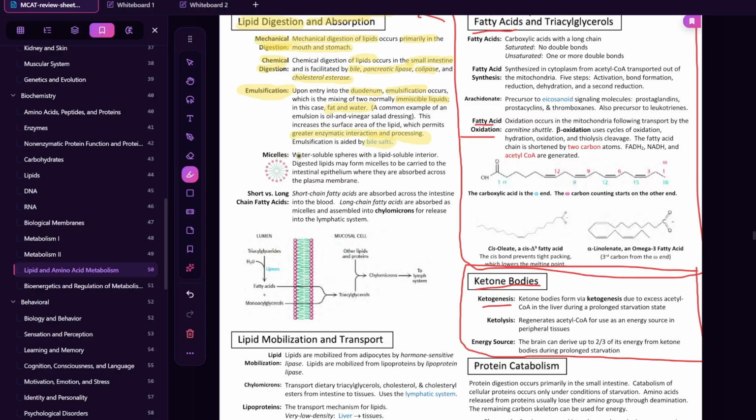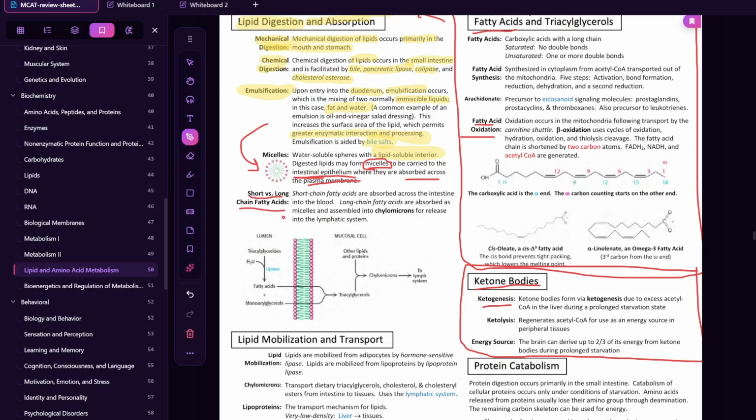Micelles. Micelles are water-soluble spheres with a lipid-soluble interior. Remember we talked about saponification and micelles. This is a micelle, a water-soluble sphere, right? And digested lipids may form micelles. When you digest lipids, they can form micelles to be carried to the intestinal epithelium, where they're absorbed across the plasma membrane. So micelles are important not just for soap, but biologically we use these structures.